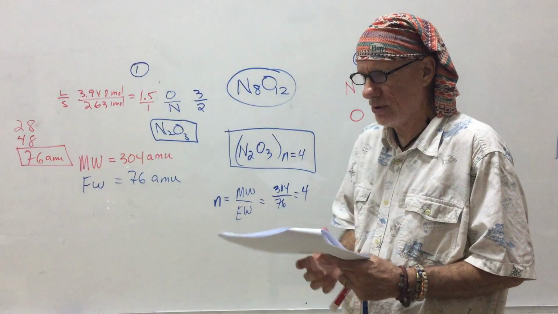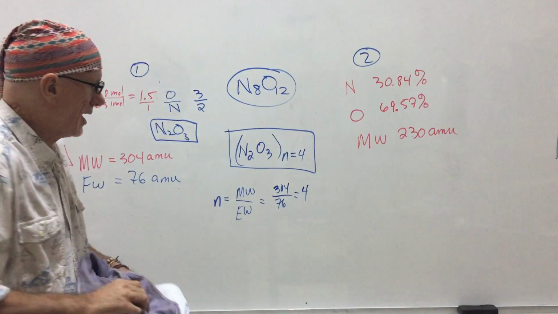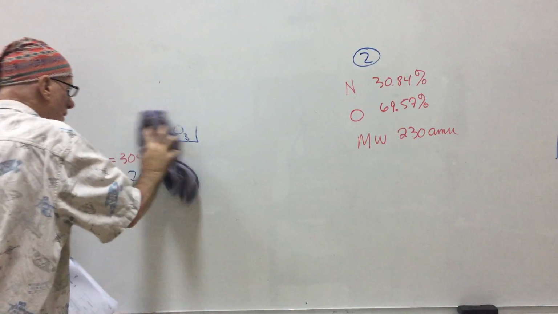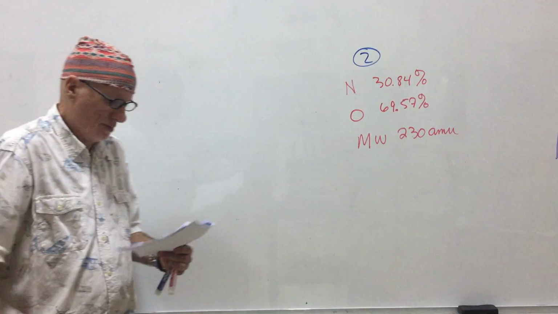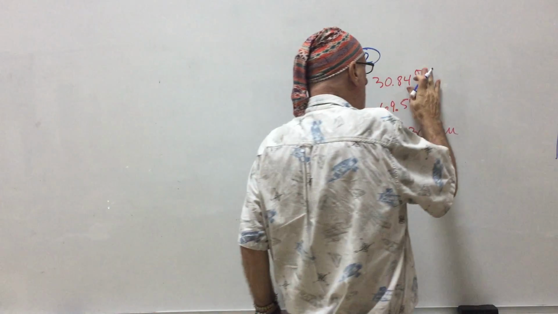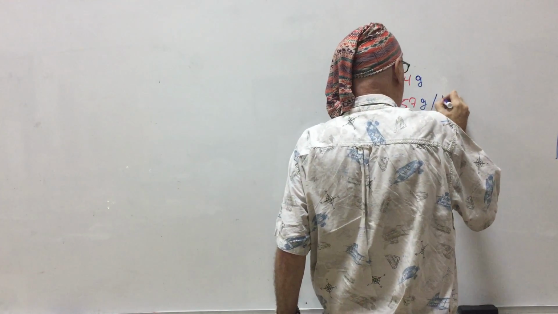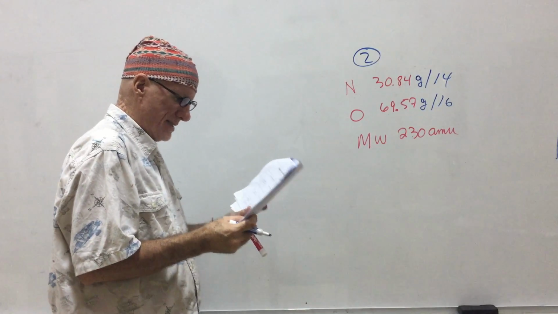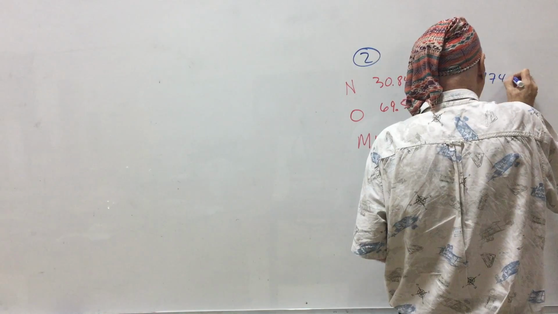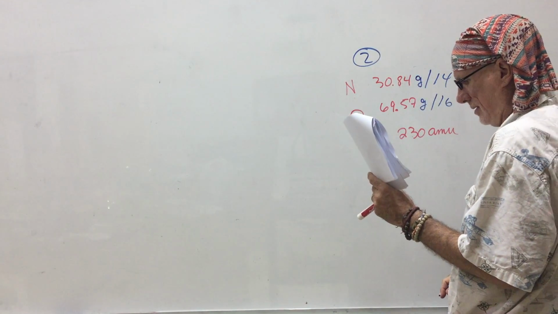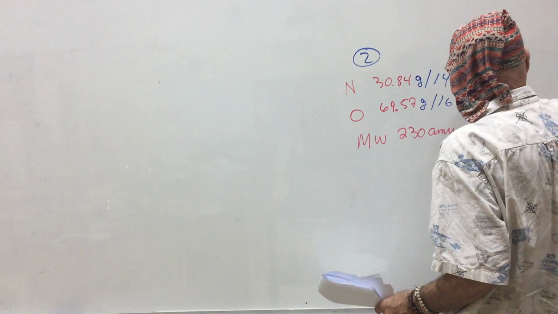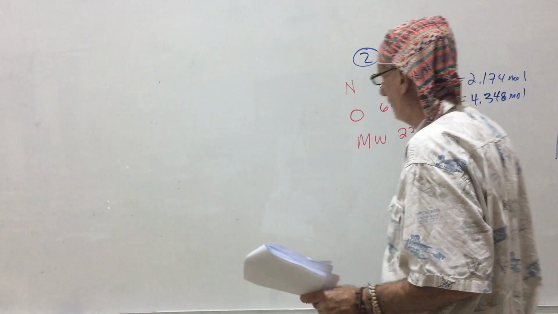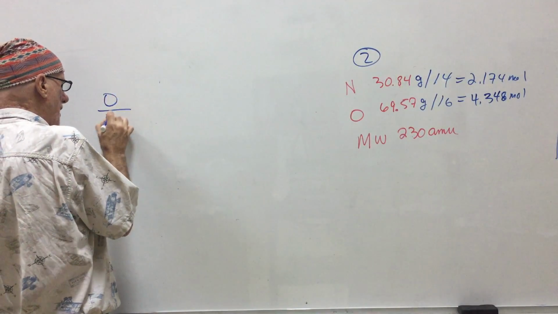Clear? Okay, so let's just do the other one very quickly. Easy? N8O12. Okay, let's do the next one. I'm just going to do it very quickly. See if you can follow. Press pause. So this will be grams and grams divided by 16 and divided by 14. All right? That would be 2.174 moles, and this would be 4.348 moles.